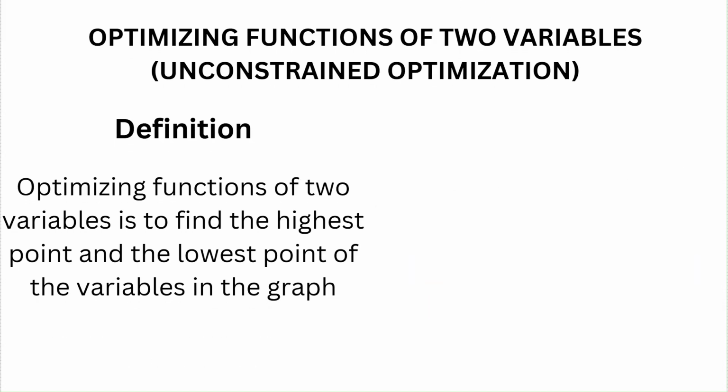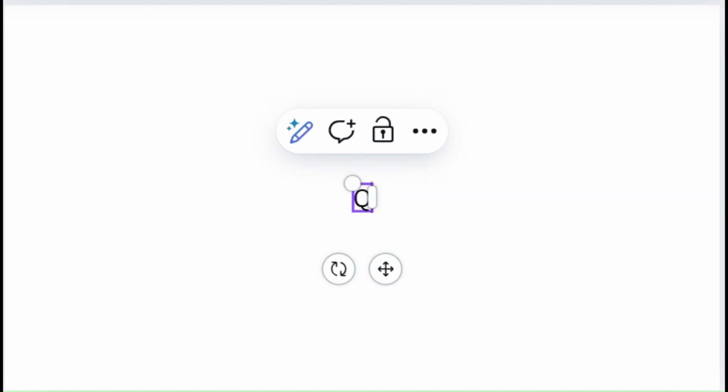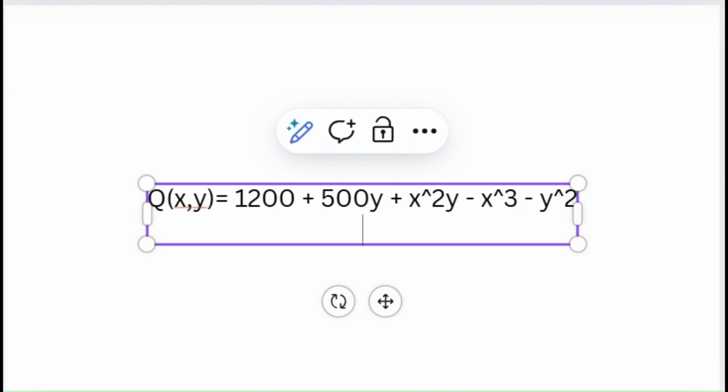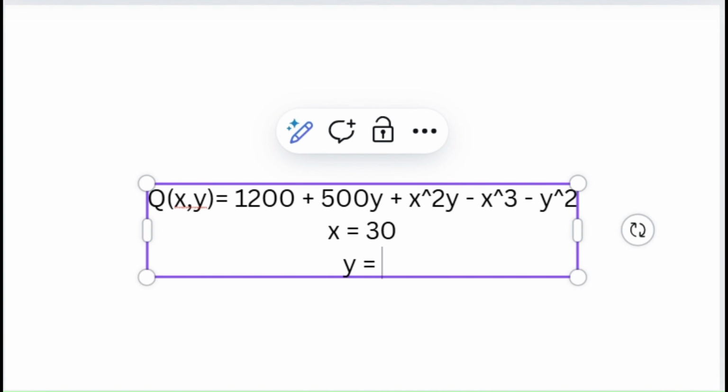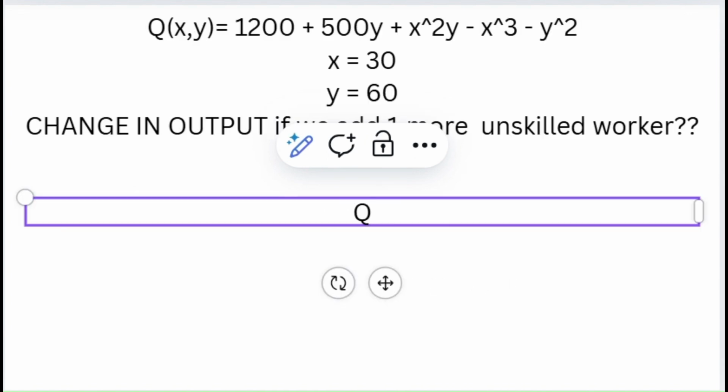Optimizing functions of two variables. Unconstrained optimization. Optimizing a function of two variables is to find the highest point and the lowest point of the variables in the graph. Let's take a look, for example, at marginal analysis. Imagine a factory where the weekly output Q(x,y) is given by this. Here, x is the number of skilled workers and y is the number of unskilled workers. Currently, there are 30 skilled workers and 60 unskilled workers. We want to estimate the change in output if we add one more unskilled worker.